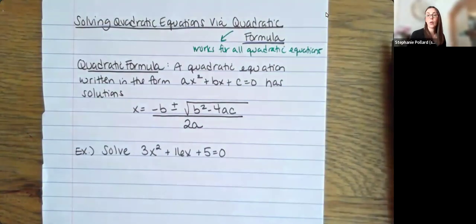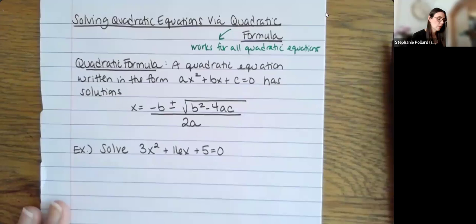So if you have a quadratic equation, maybe you've tried other strategies already that are not really working well or they're getting to be too difficult, this one will always work as well. So the quadratic formula says the following.